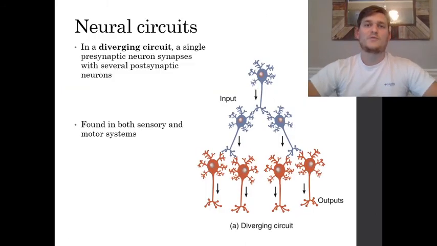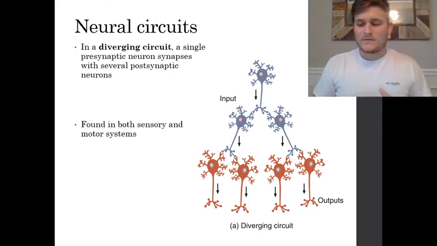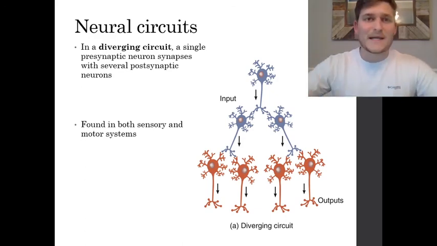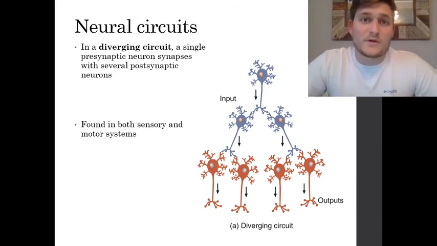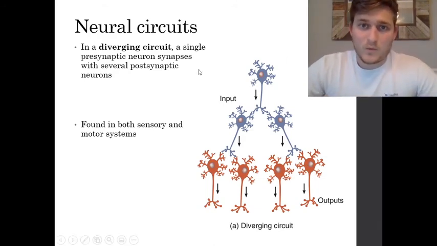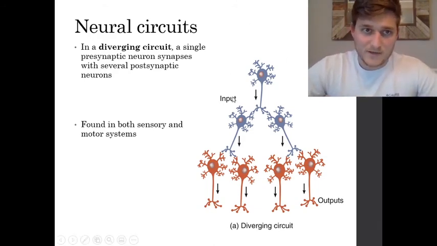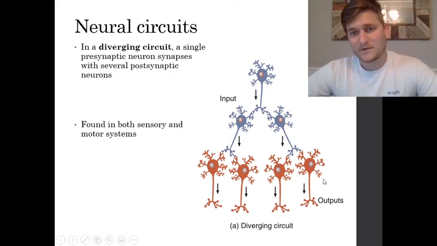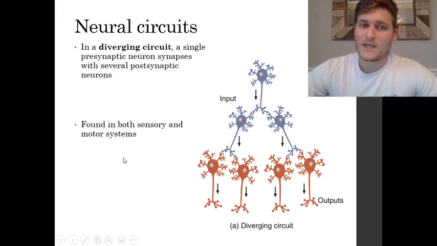We're going to conclude with the different types of neural circuits. There are anatomical setups for neurons in order to communicate messages throughout the body. The first one we'll talk about is called a diverging circuit, where a single presynaptic neuron will innervate multiple postsynaptic neurons. And you're going to find these frequently in both sensory and motor systems.